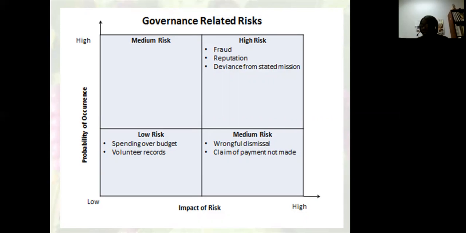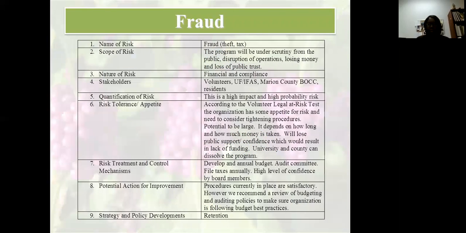the mission or mission drift, and medium would be wrongful dismissal and claim of payment not made. And low risk, spending over budget and volunteer records. And so I'll go through some of these with you. So for fraud, in your Master Gardener program, of course, you're handling money. And so we wanted to look to see how we fall within these.